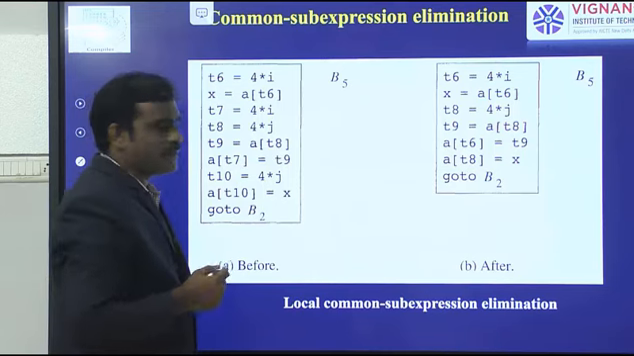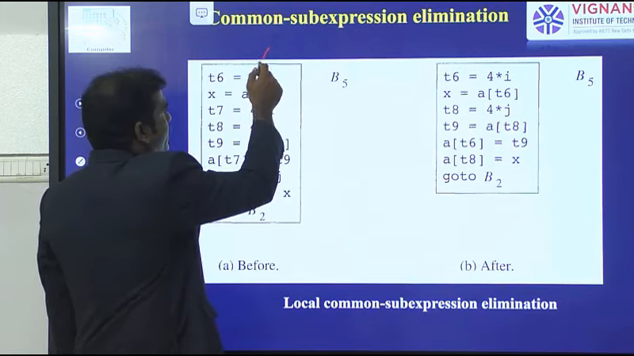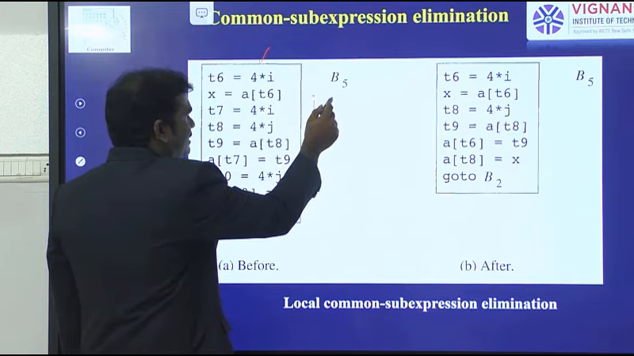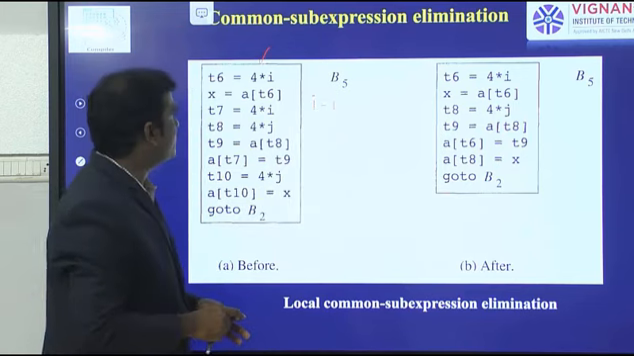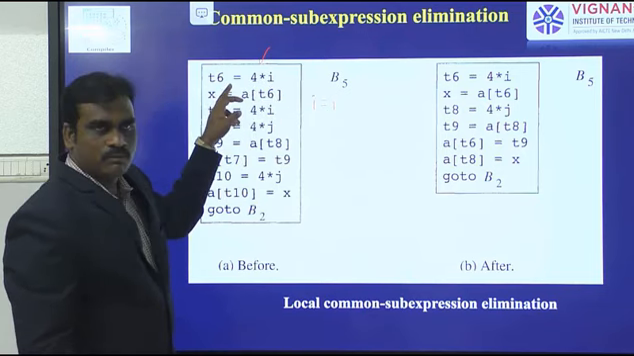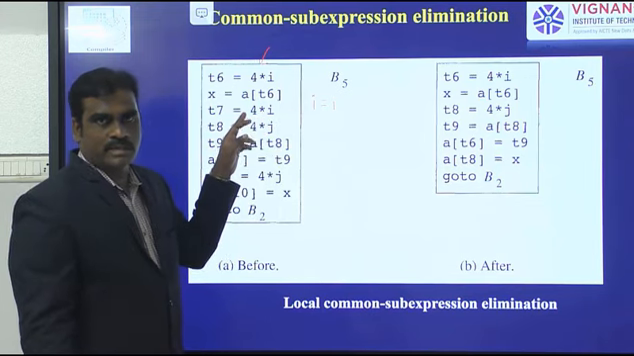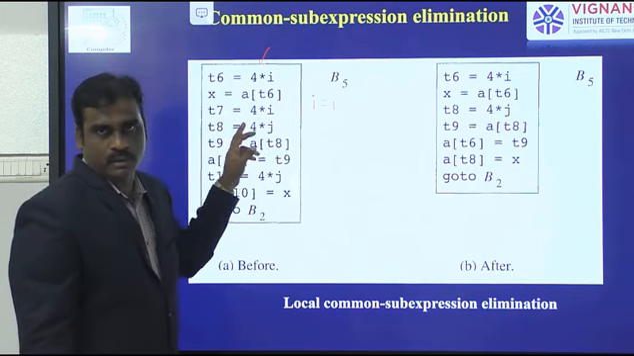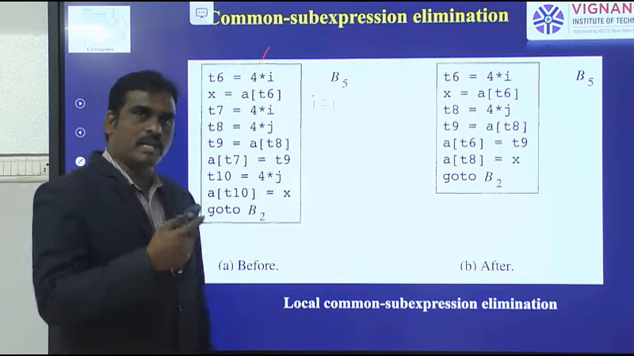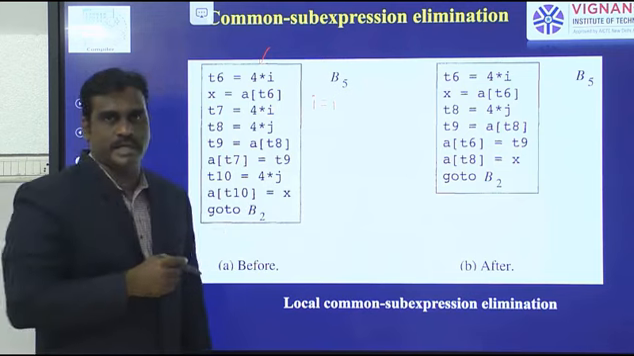Actually it is not required because in this case, suppose for example, whenever the loop enters into block 5, at that time take I value as 1. Then what is the value here? 4 into 1, 4 only. Same way here, what is the I value? Same, 1 only. So 4 into 1 means 4. So in this case, the expression is same and also the value is same. That's why we have to remove either T6 or T7.